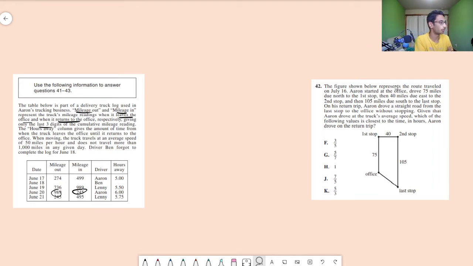The figure shown below represents the route traveled on July 16th. Aaron started at the office, drove 70 miles due north to the first stop, then 40 miles due east to the second stop, and then 105 miles due south to the last stop. On his return trip, Aaron drove a straight road from the last stop to the office without stopping. Given that Aaron drove at the truck's average speed, which of the following values is closest to the time in hours he drove on the return trip?